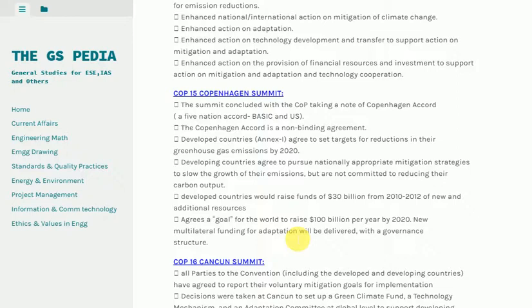COP15 Copenhagen Summit. The summit concluded with the COP taking note of the Copenhagen Accord, a five-nation accord. The Copenhagen Accord is a non-binding agreement. Developed countries agreed to set targets for reductions in their greenhouse gas emissions by 2020. Developing countries agree to pursue nationally appropriate mitigation strategies to slow the growth of their emissions, but are not committed to reducing their carbon output.